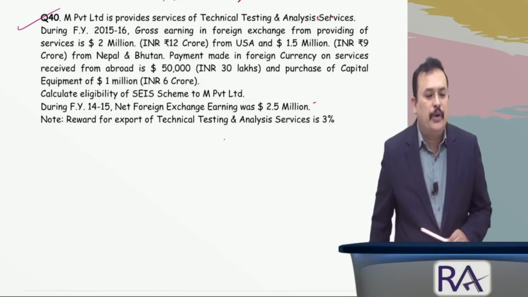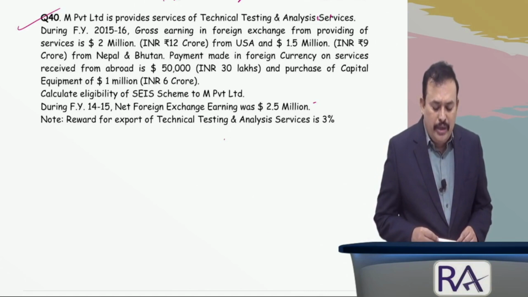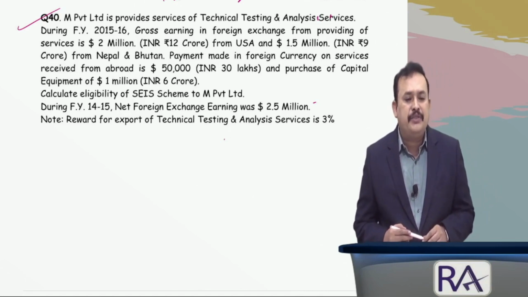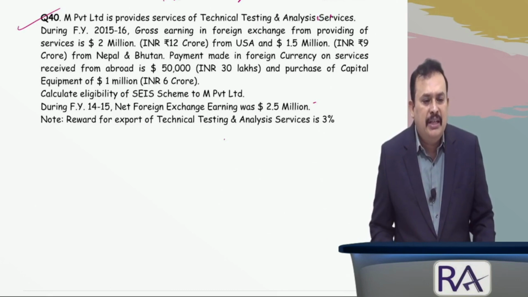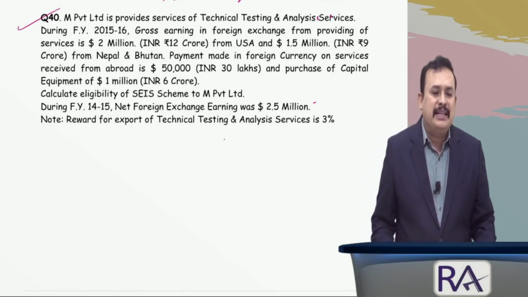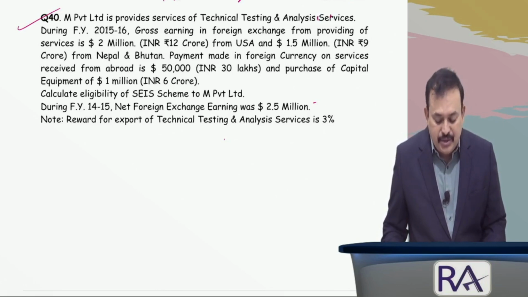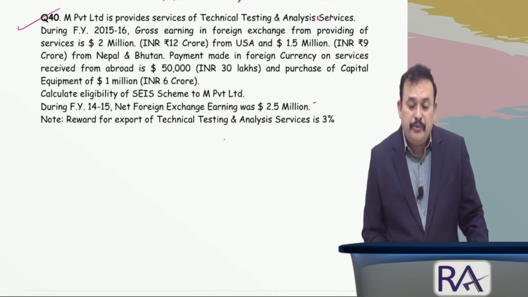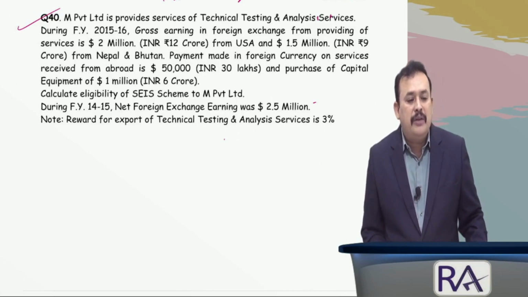Question number 40 reads as follows. M Private Limited provides services of technical testing and analysis. During financial year 15-16, gross earnings in foreign exchange from providing services is 2 million, namely Indian rupees 12 crore from USA, and 1.5 million, Indian rupees 9 crore, from Nepal and Bhutan. Payment in foreign currency for services received from abroad is $50,000, Indian rupees 30 lakhs, and purchase of capital goods equipment $1 million, Indian rupees 6 crores. Calculate the eligible amount of SEIS scheme to M Private Limited. During the 14-15 financial year, net foreign exchange earnings were $2.5 million. Note: reward for export of technical testing analysis is 3%.